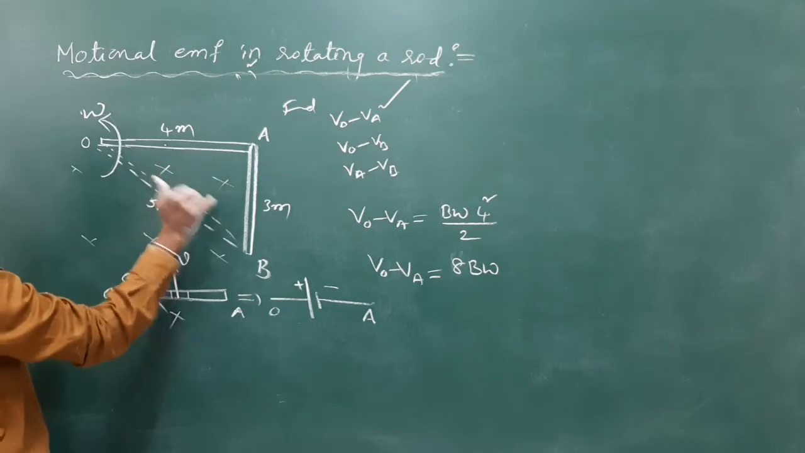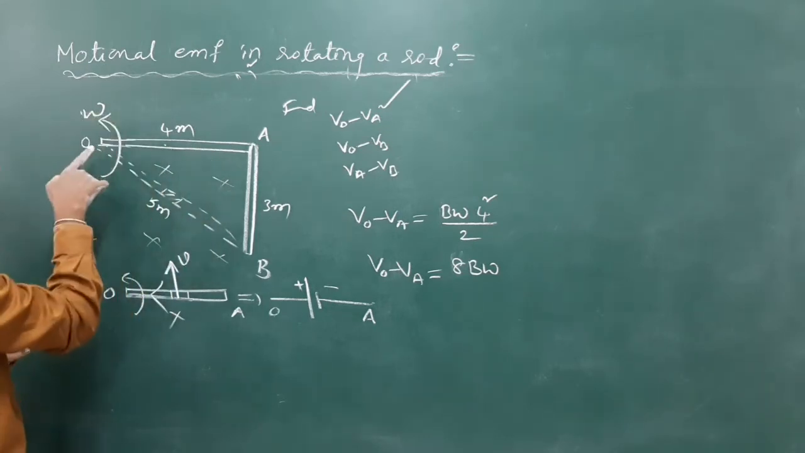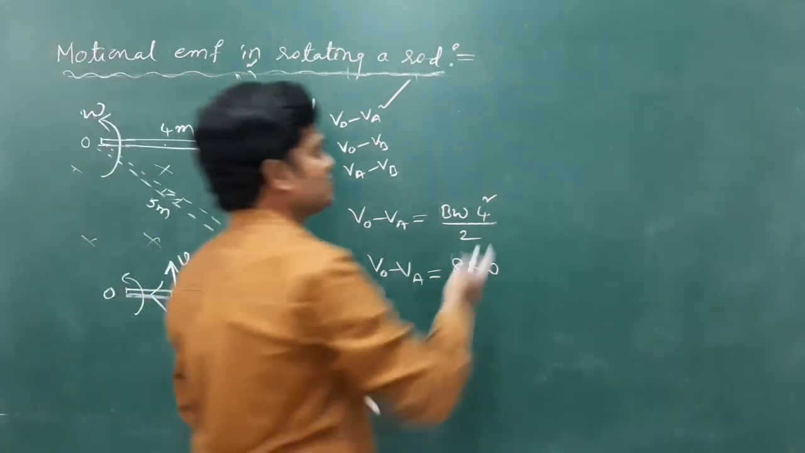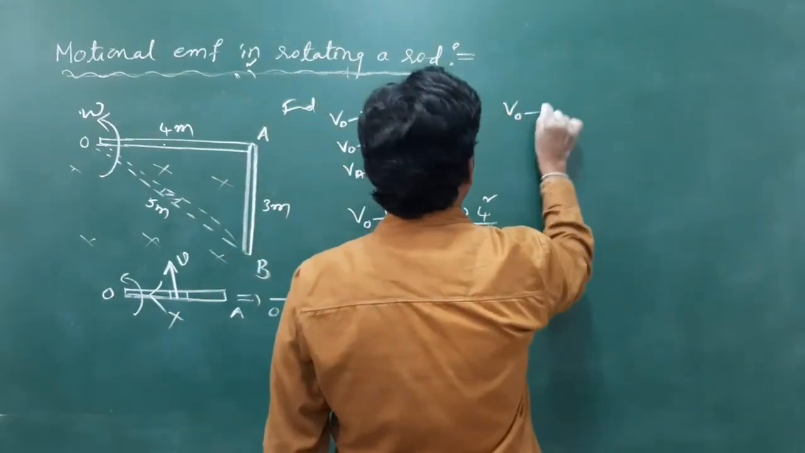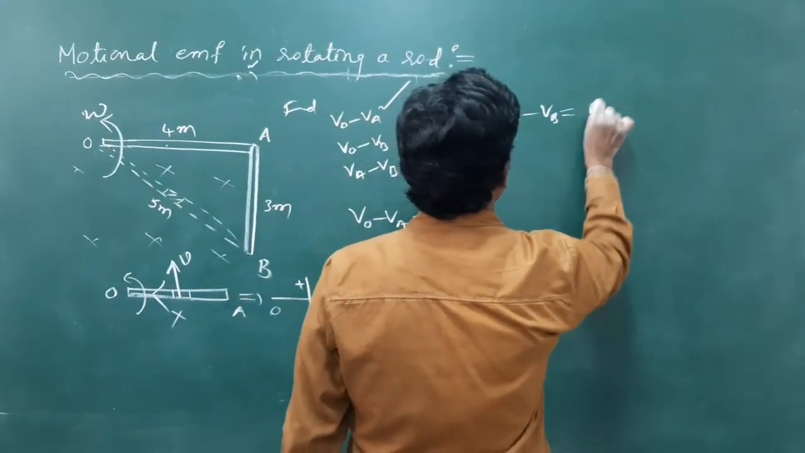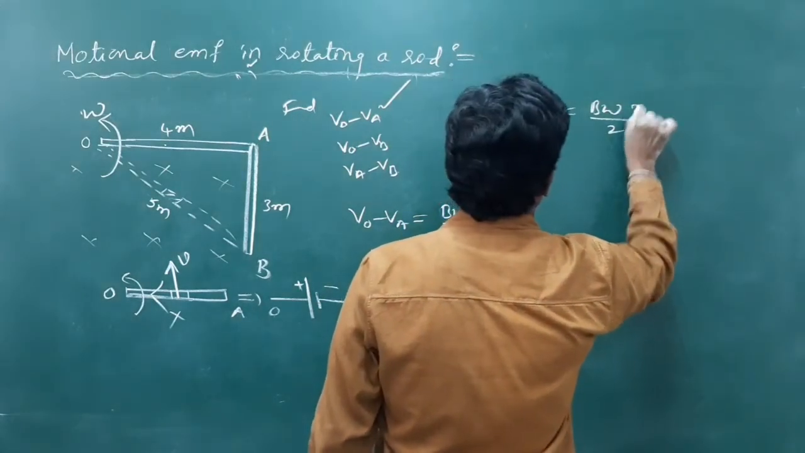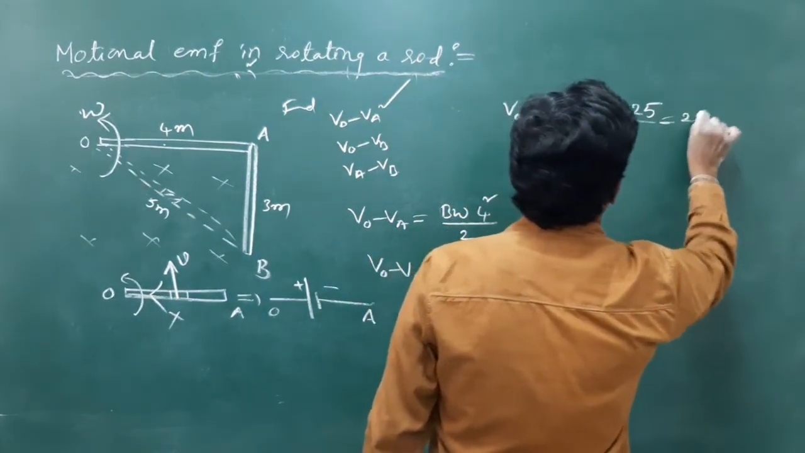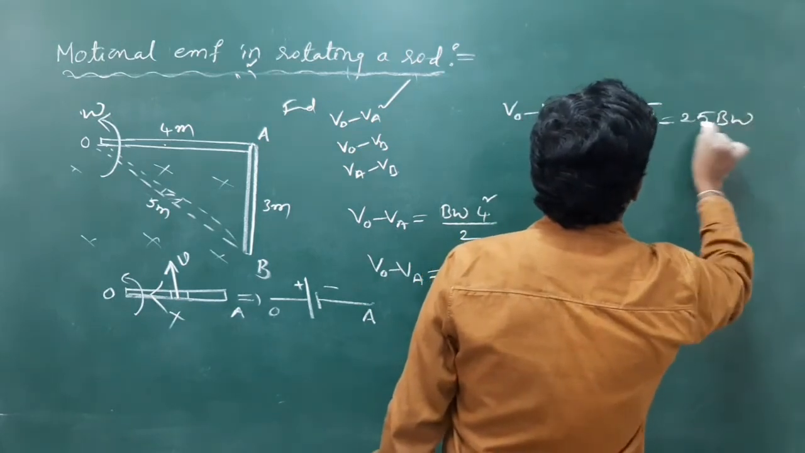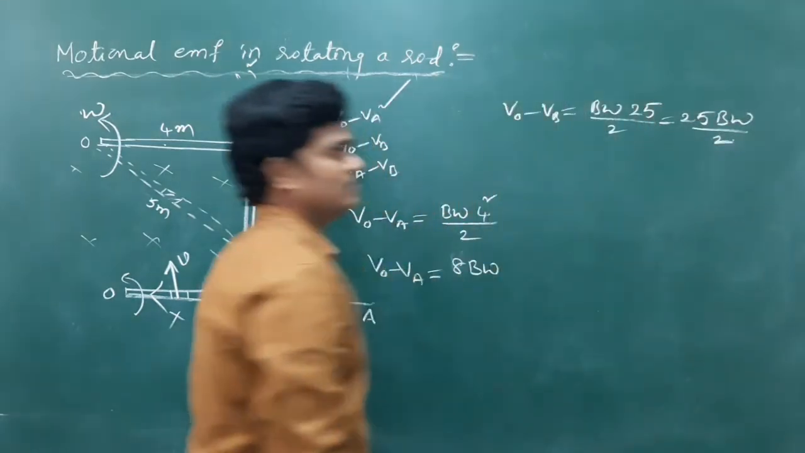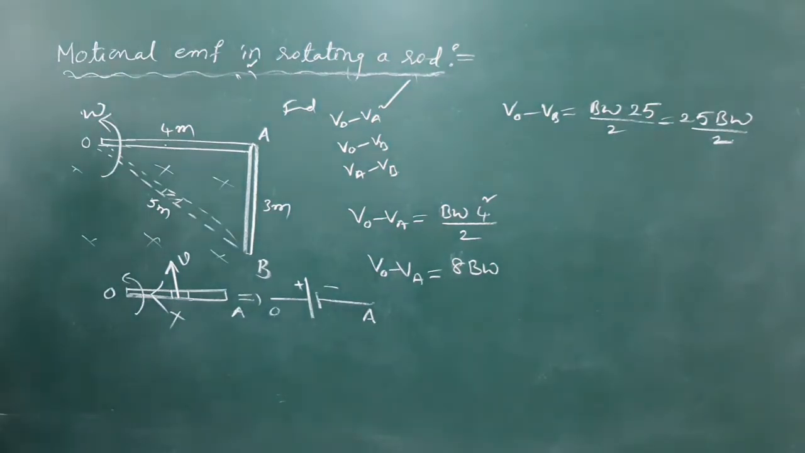Okay, and the field is into the board. Induced current is this side. So again O is at the highest potential. So VO minus VB is equivalent to B omega L square. How much is L square now? 25. So 25 B omega by 2.